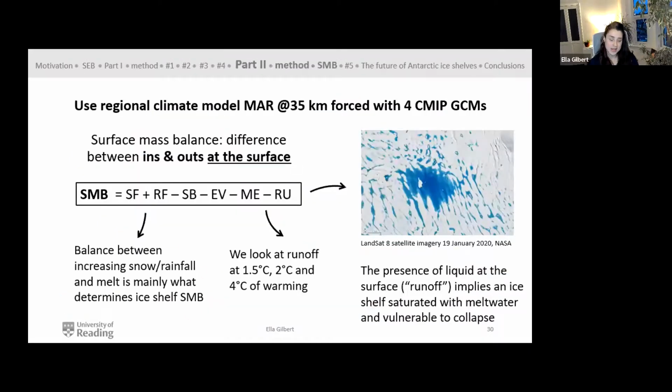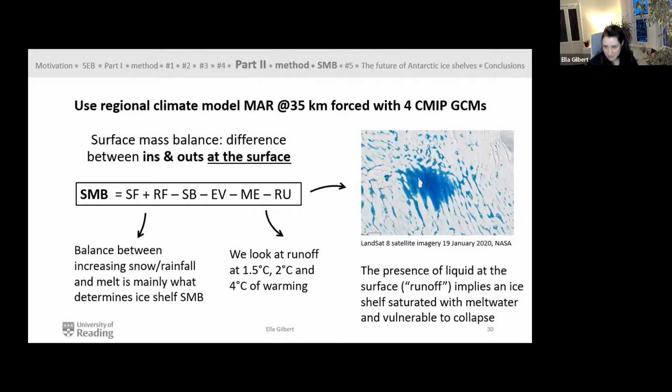So here we're using another regional climate model. This time it's at much lower resolution, at 35 kilometers. And it's forced with 4 different CMIP class GCM simulations of the future out to 2100. They're selected for their ability to represent modern Antarctic climate. And if you're interested in that, the Kittle et al. paper is a good place to start with the reasons they were selected and things like that.